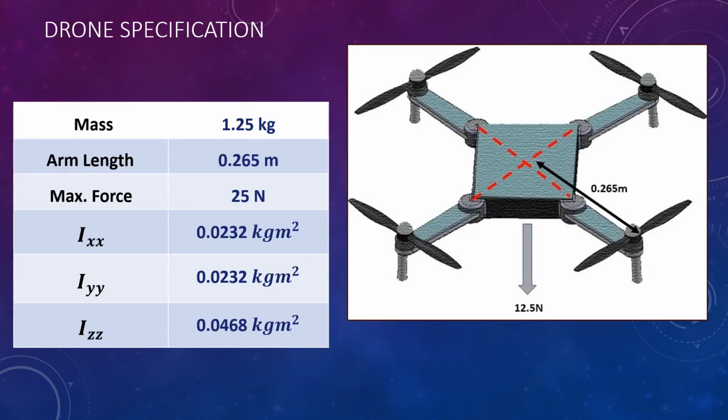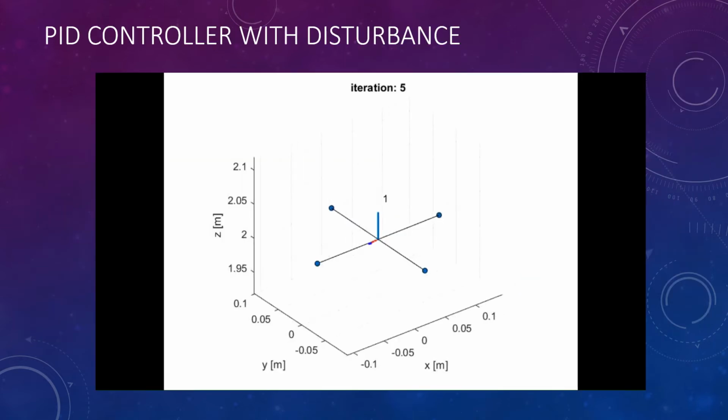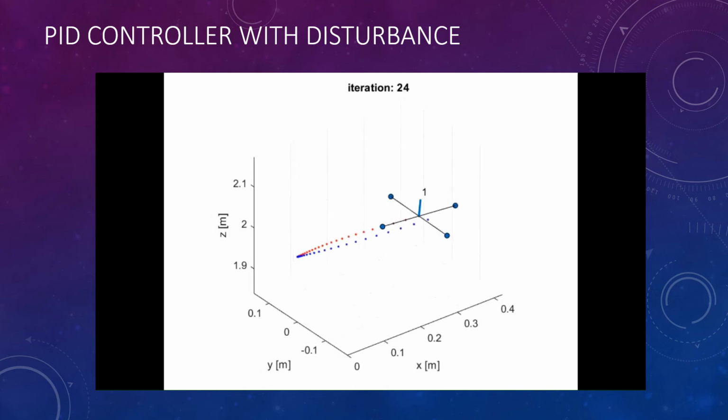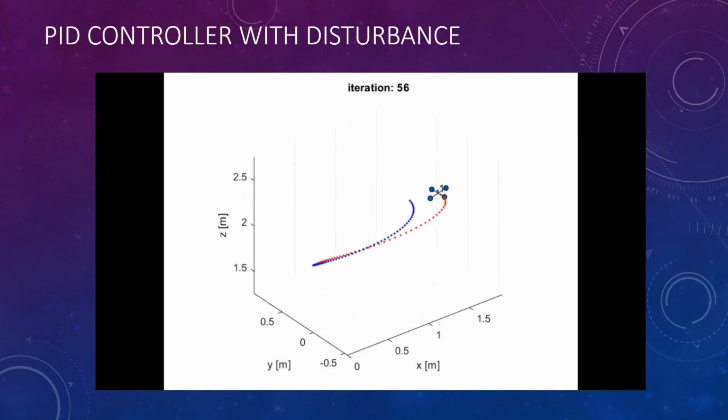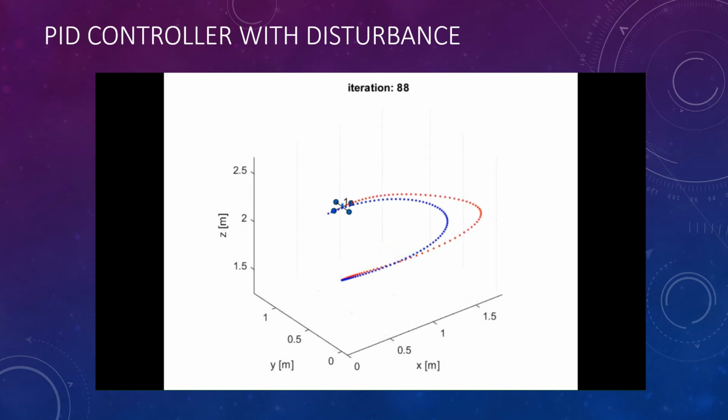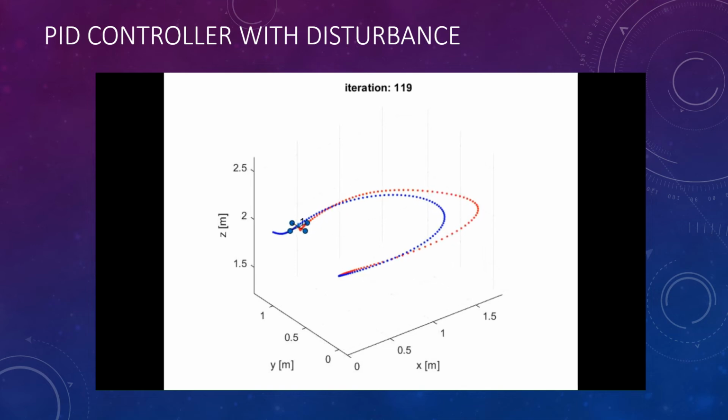These are the specifications of our drone in simulations, and we are simulating the given scenario using a PID controller and a sliding mode controller. As we can see here, the PID controlled drone struggles to follow the desired path under the given wind disturbance profile.